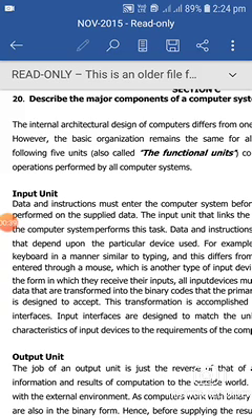First, we will discuss the input unit. Data and instructions must enter the computer system before any computation can be performed on the applied data. The input unit that links the external environment with the computer system performs this task. So the input unit is acting as an interface.